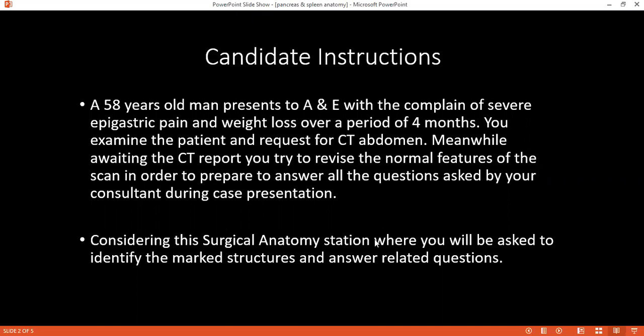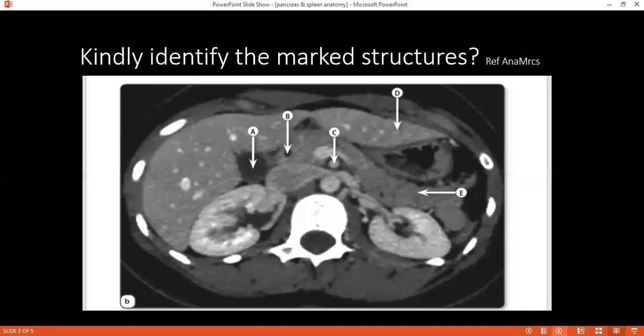Right. If you have read and understood, let's begin surgical administration. Can you please identify the structures? What is this that you're looking at? Okay. This is a CT scan of the upper abdomen.